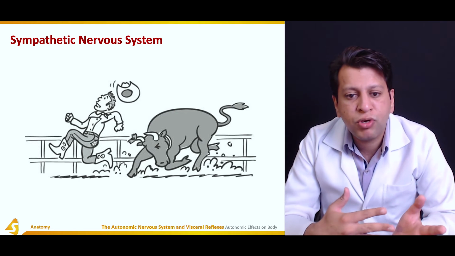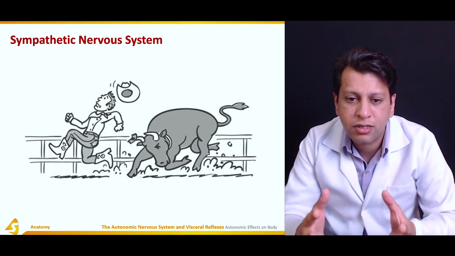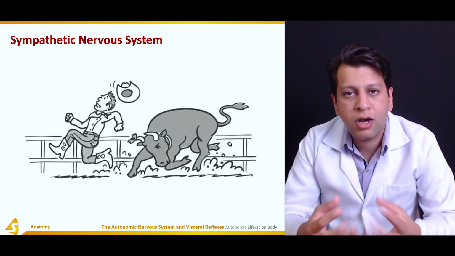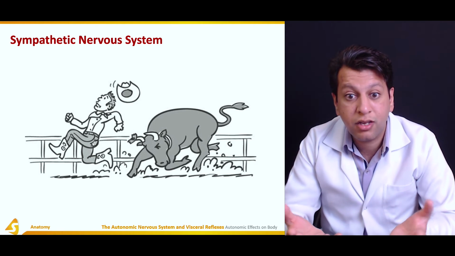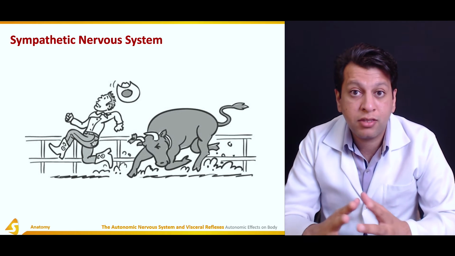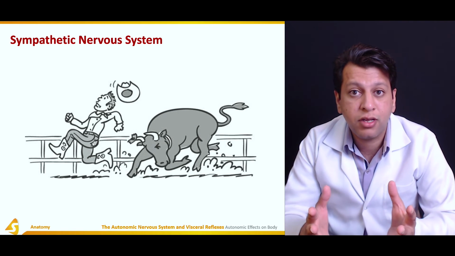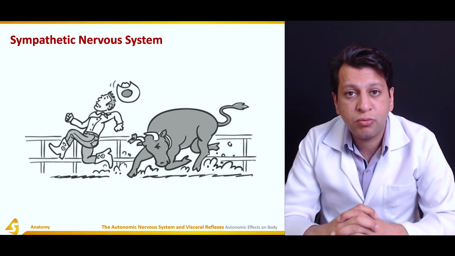More blood will be going towards your muscles, less blood will be going to the skin, soft tissues and intestines. Your heart rate would increase, your BP would increase, your pupils would dilate so that you can think clearly. More blood will be flowing towards the brain so that you can make judgments more clearly and quickly, and you can avoid the danger which is coming at you.